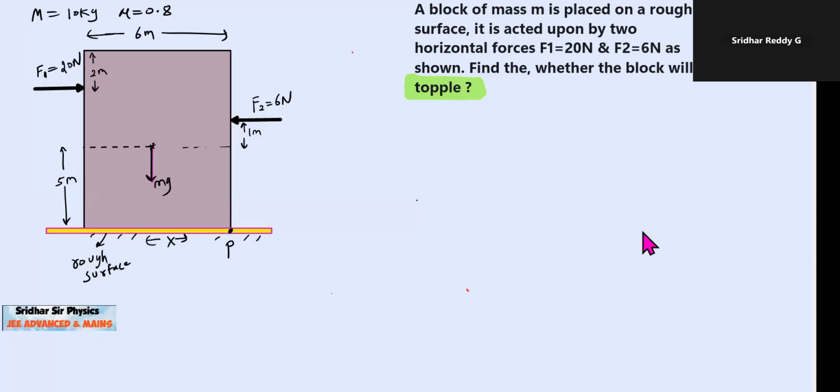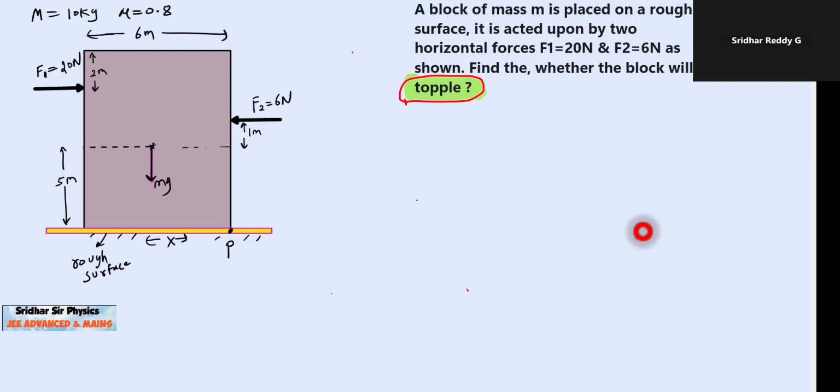Morning, kids. Today's class, we are going to discuss the application of toppling problems. The application problems on toppling we are going to discuss. So let me begin with this problem.